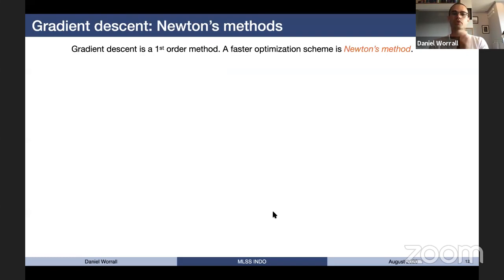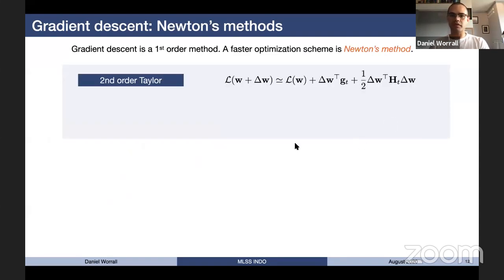So gradient descent is what's called a first order method. There are actually faster methods out there, and one is called Newton's method. It's not used so much in deep learning, which we'll come on to in a bit, but it's good for this logistic regression example. So what you do is, before we were stepping in the negative gradient direction, why did we choose that?